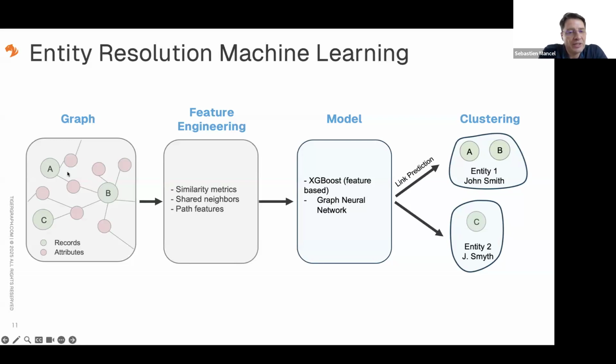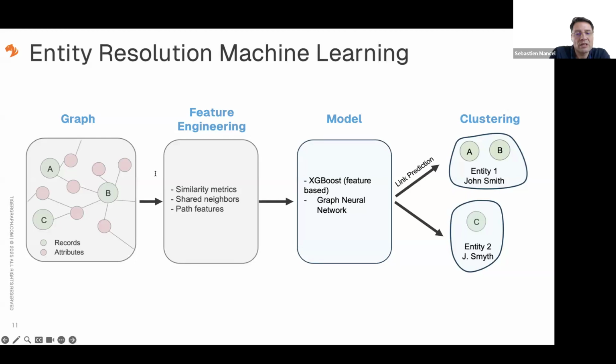Next is the feature engineering stage. This is where we derive metrics from the graph to help the model make decisions. We compute things like similarity metrics between the records. Again, Jaccard or cosine similarity is a good example of that. We look at shared neighbors, how many attributes or entities they both link to. And then we look at path-based features. This is really calculating how many hops apart two records are and whether they're part of a densely connected subgraph. All of this, again, we can get from this feature engineering stage.